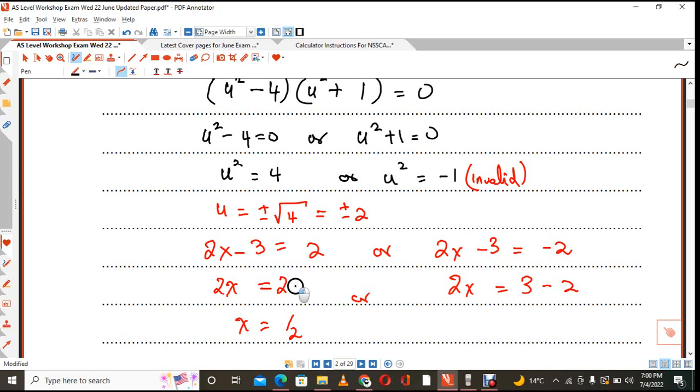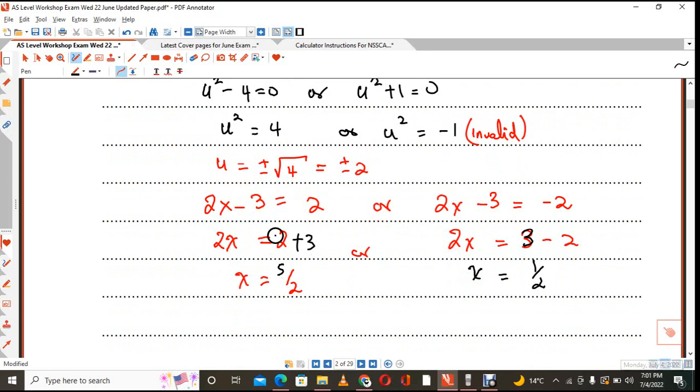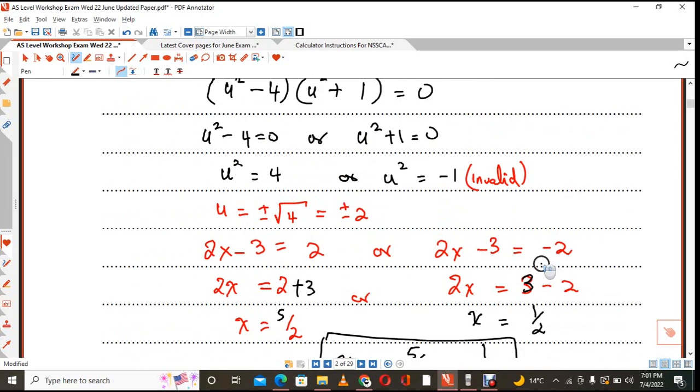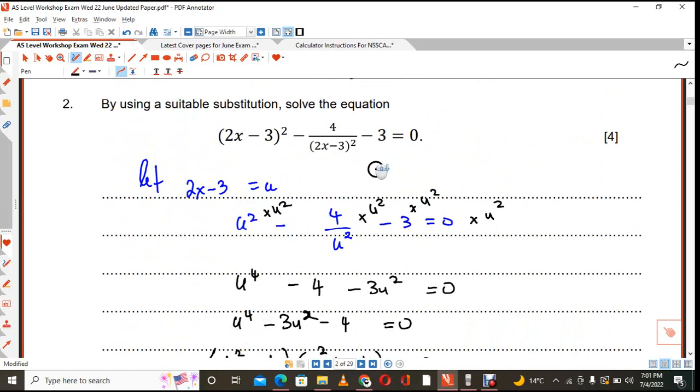So let me just add that 3 there, the same way I'm going to add this 3. So this is going to be 5 halves. That's one solution. All right, so this is going to be x equals 3 minus, that's a half. Therefore my two solutions for x would be 5 halves or 1 half. These are the solutions for this equation, and you can go ahead and substitute them into the original equation. You will see that it definitely gives you 0.